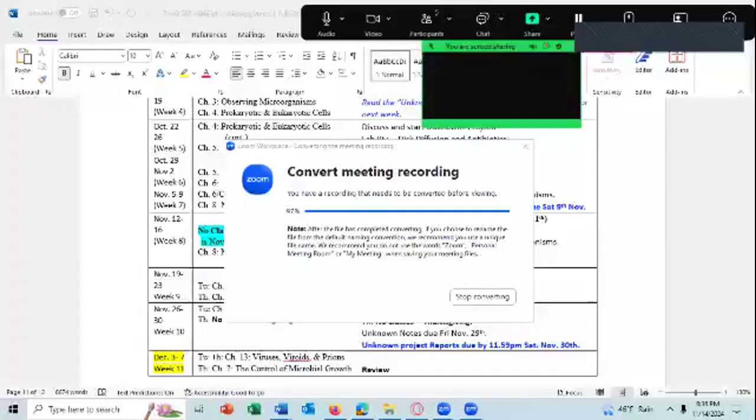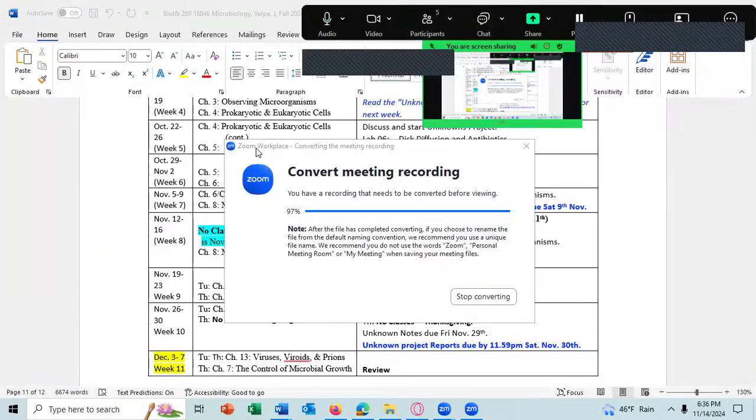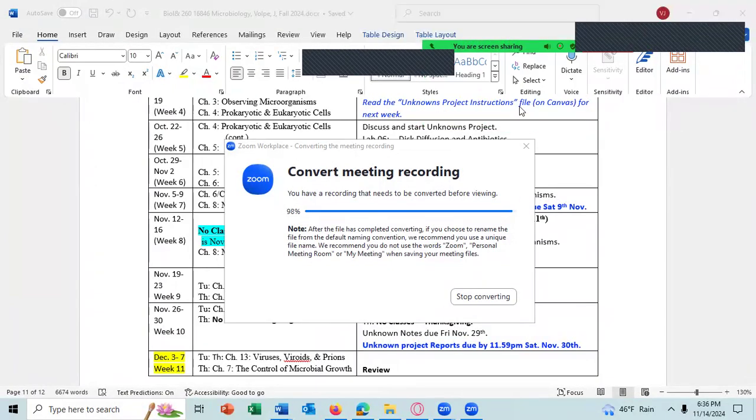Am I sharing my screen? No. All right, I'm not. Okay. I clicked on the button to share and nothing happened. So, all right, we're at 97%, so we're almost done.